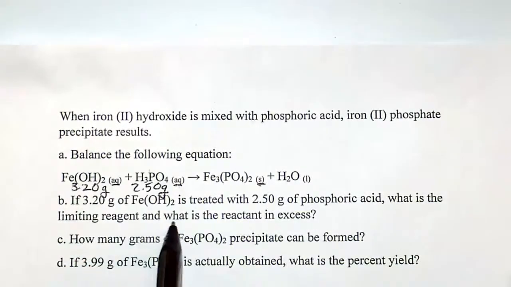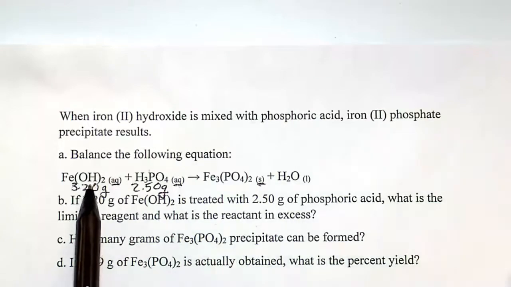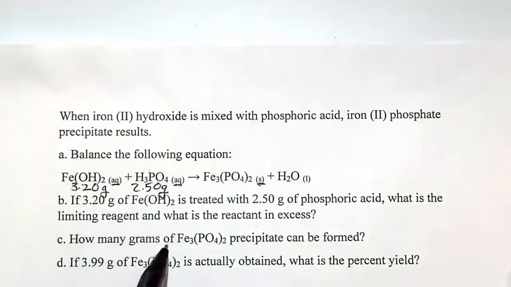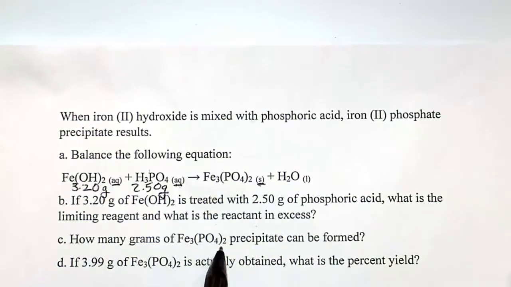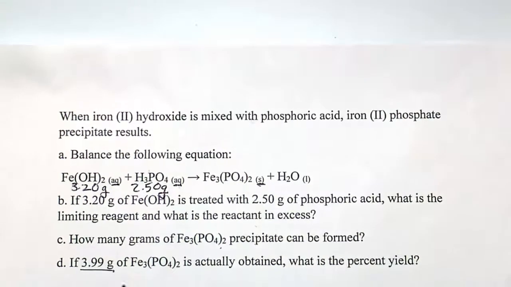What is the limiting reagent and what is the reactant in excess? Whichever reactant you identify as limiting, the other one is going to be in excess. How much precipitate is made? The solid precipitate is determined by the limiting reagent. And if you actually get 3.99 grams of iron 2 phosphate, what is the percent yield?